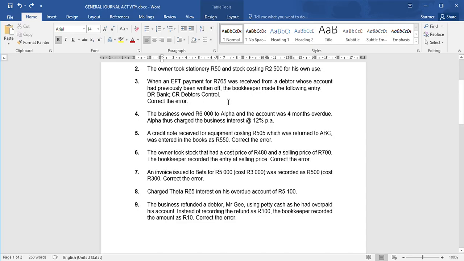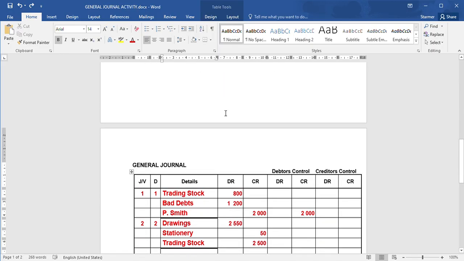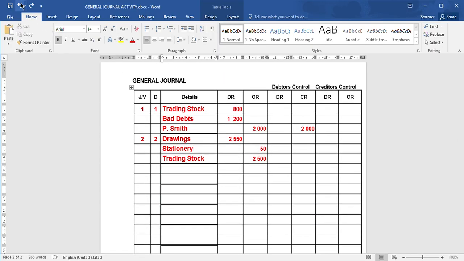However, this credit of 765 in debtor's control should have actually gone to bad debts recovered. So we decreased debtor's control by mistake, so therefore we're going to need to add back to debtor's control. So we increase our debtor's control, an asset going up, and we credit bad debts recovered, which is income increasing.